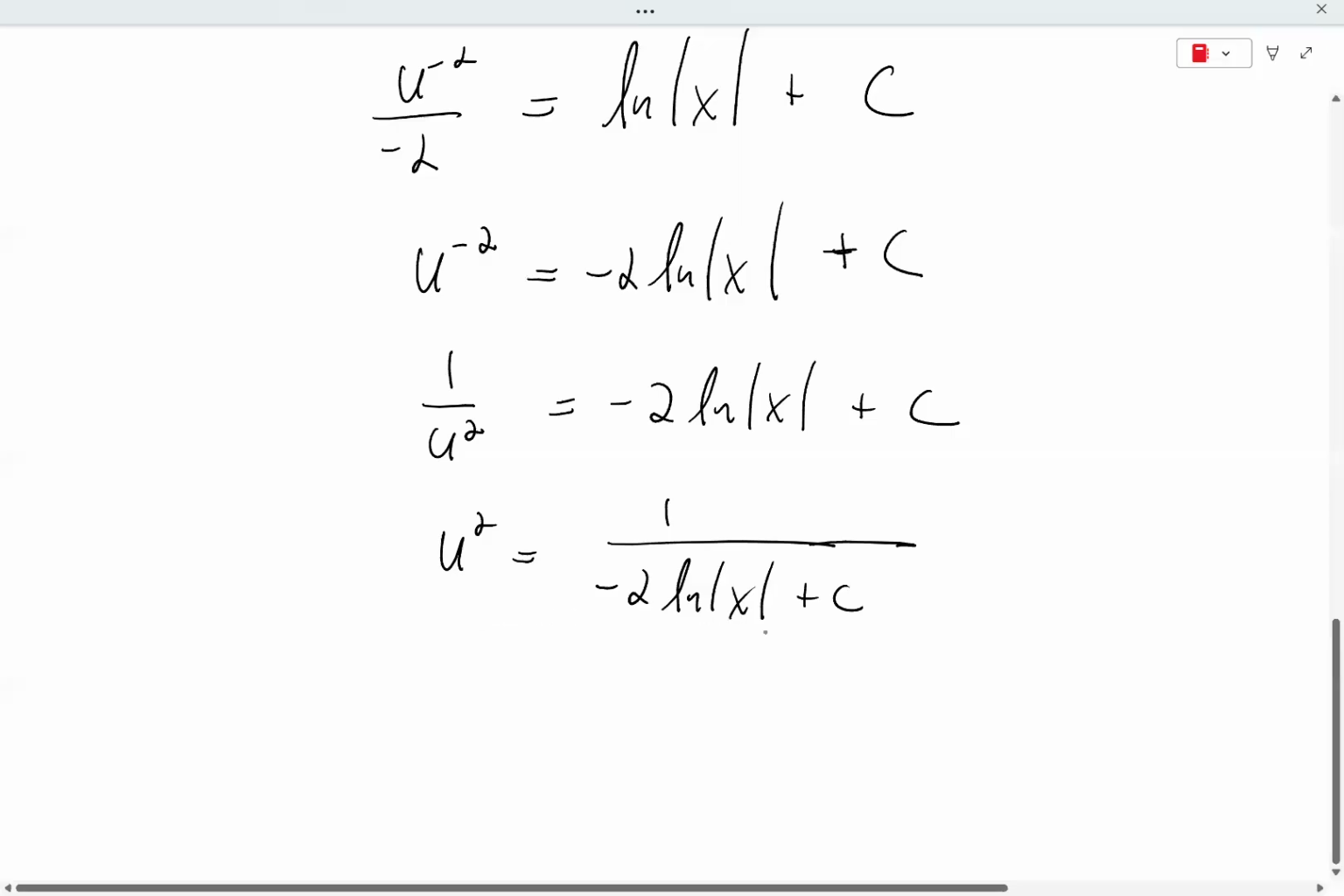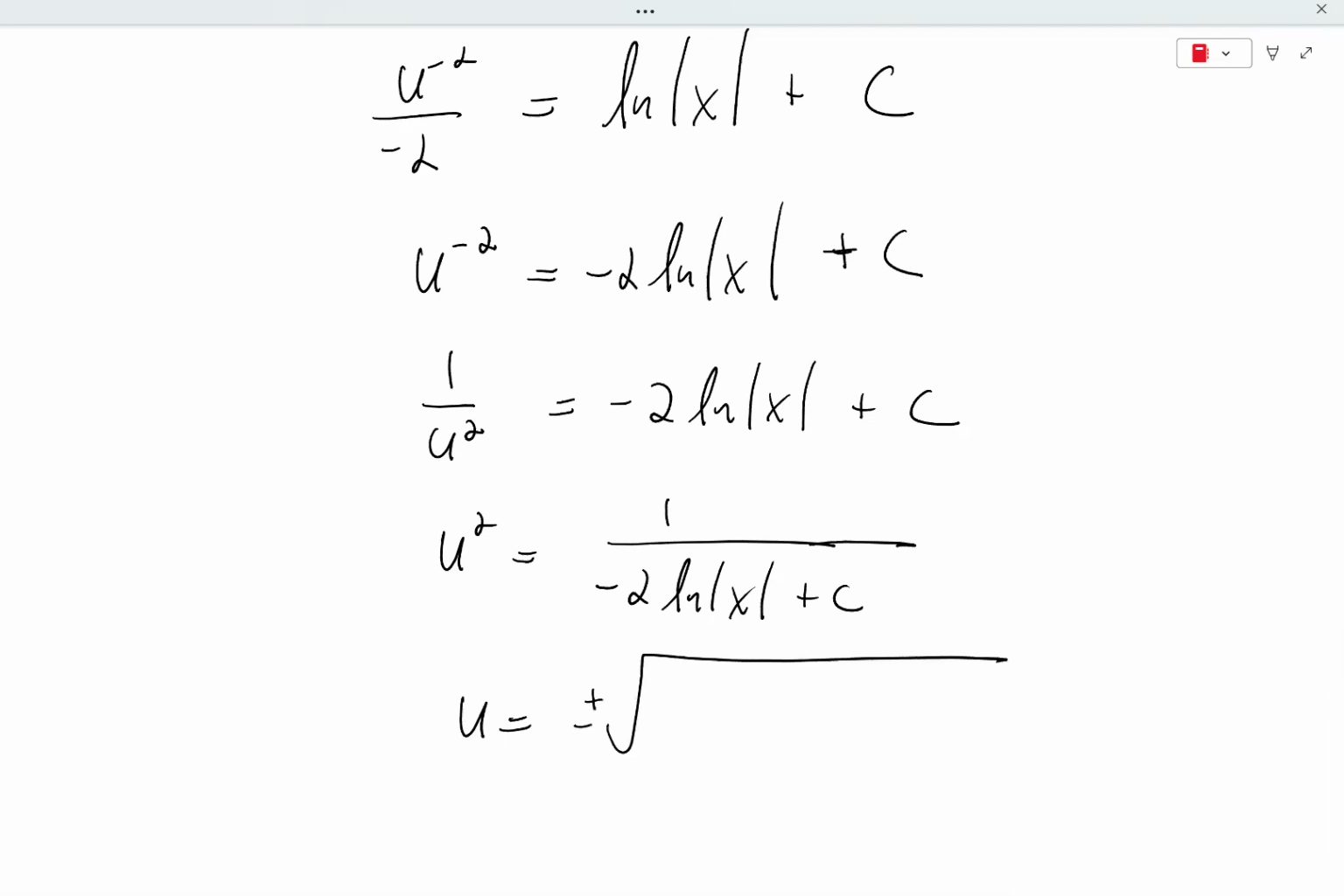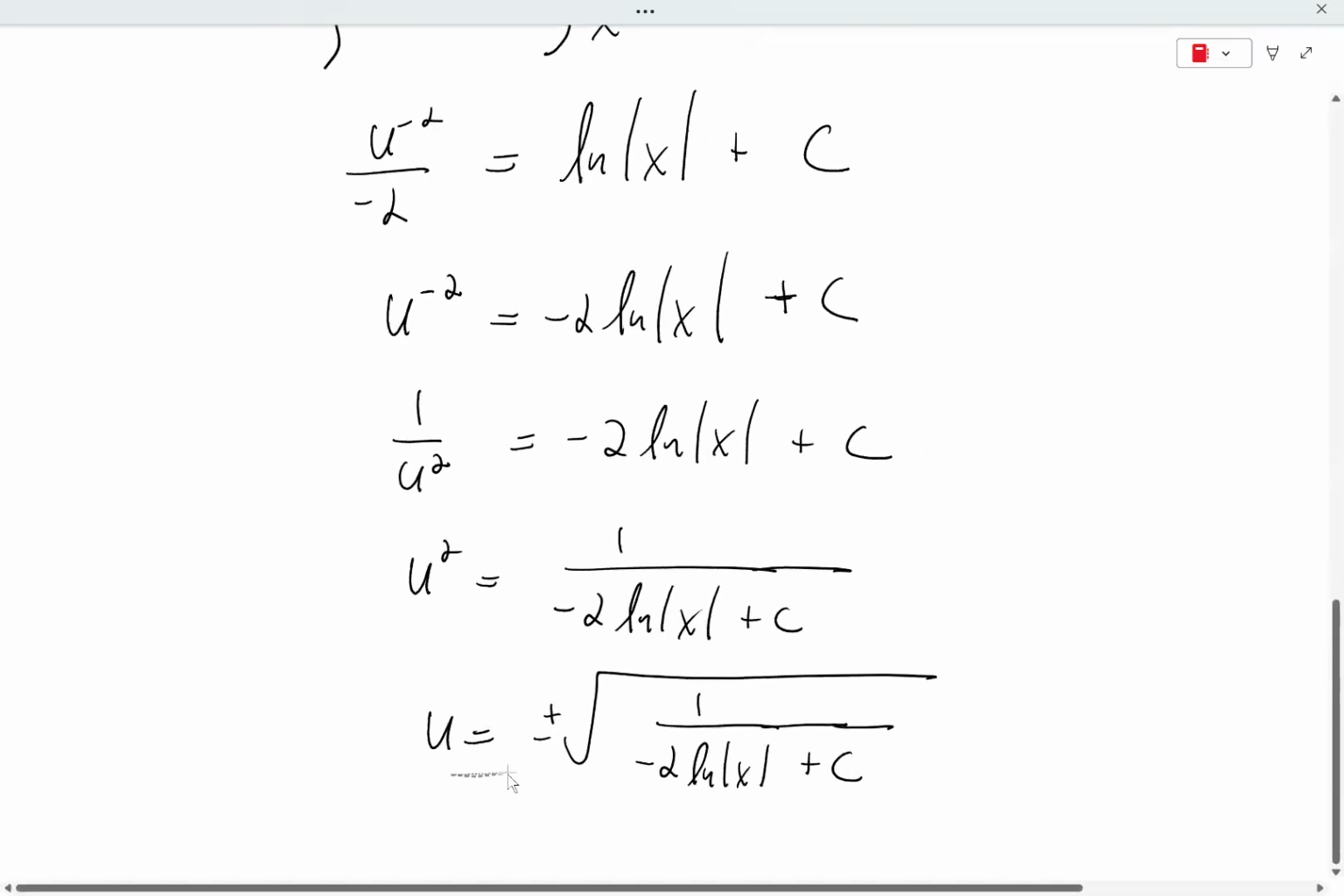So then I take the square root here. So then u is equal to what here? Now I can say plus or minus. I'll just do this for now. Plus or minus the square root of 1 over -2 natural log absolute value of x plus c, like that. Okay, so we have that.